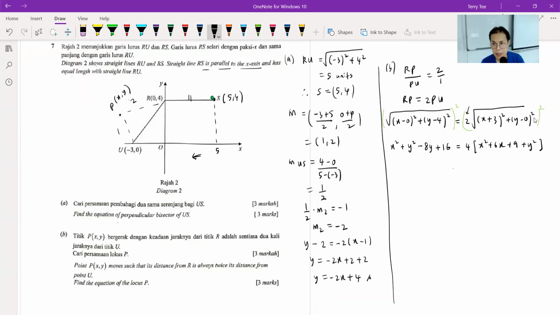Now let's simplify this by expanding the bracket. This is 4x squared plus 4y squared, then 4 times 6, 24x, and 4 times 9, 36. Okay, just rearrange it, bring everything to the right hand side. 4x squared minus 1x squared is 3x squared. 4y squared minus 1y squared is 3y squared. 24x, nothing to subtract, we'll write it down. Negative 8y, I bring to the right hand side, becomes positive 8y. 36 minus 16, you will get 20.